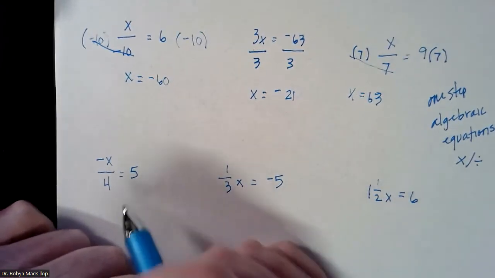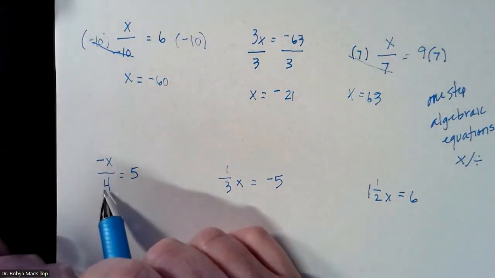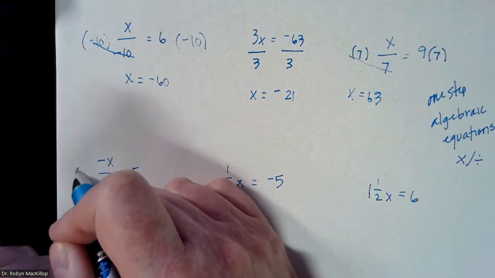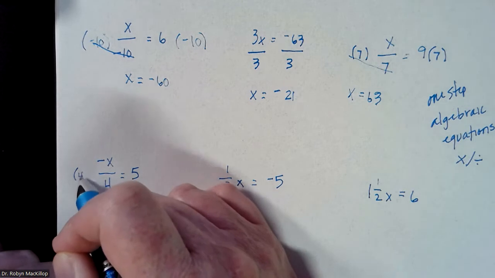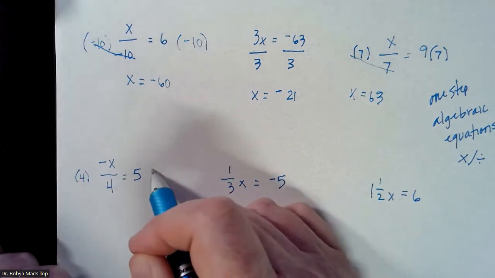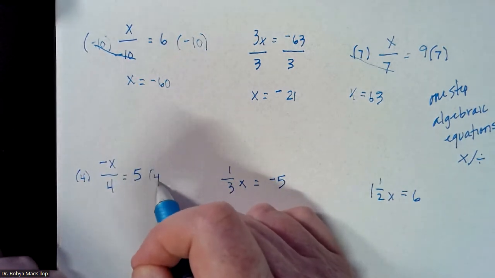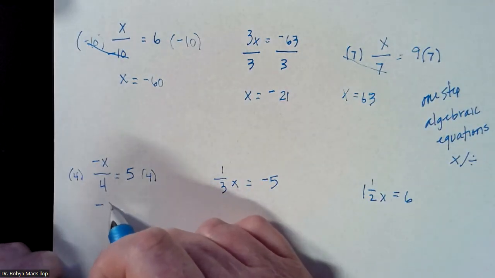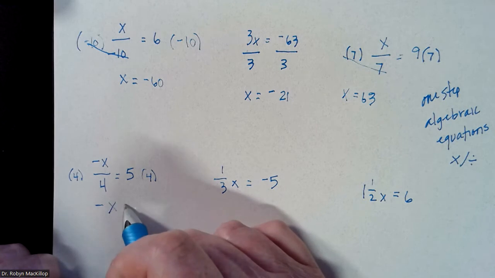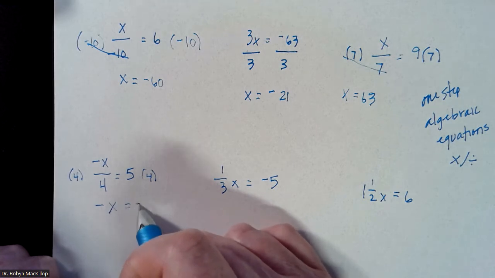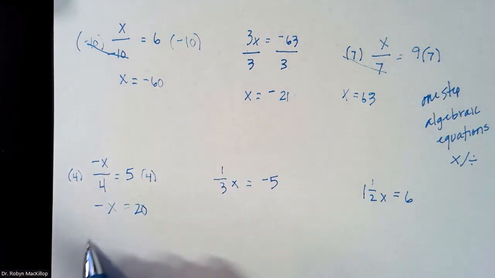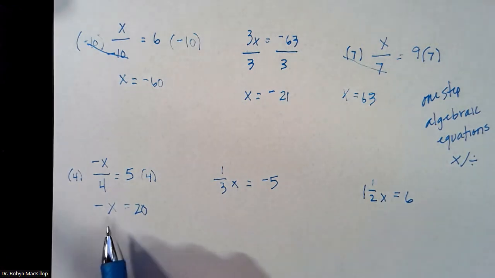And let's do another division problem. Negative x divided by 4 equals 5. We are going to multiply out the 4 on both sides. Multiply by 4. And that gives us negative x equals 5 times 4 is 20. Now, this is not our final answer.